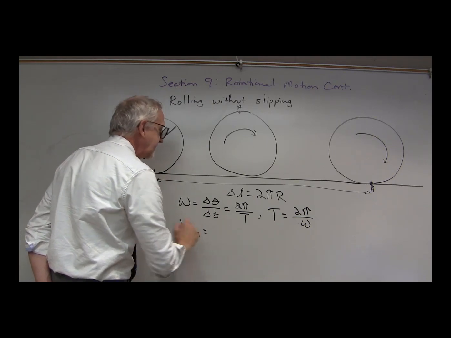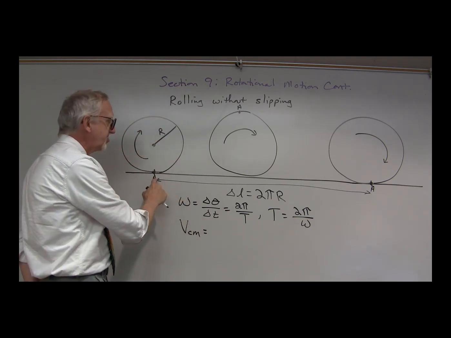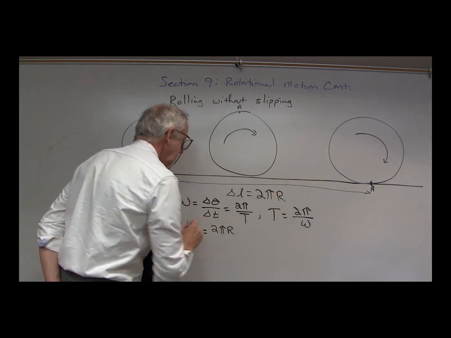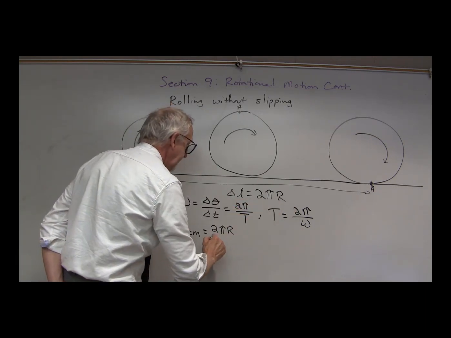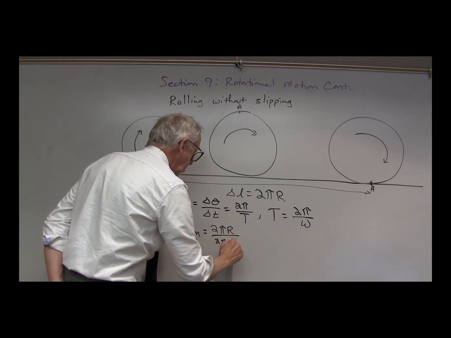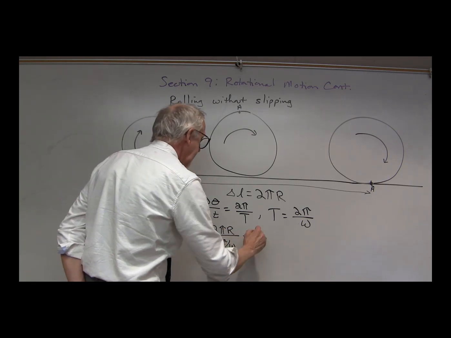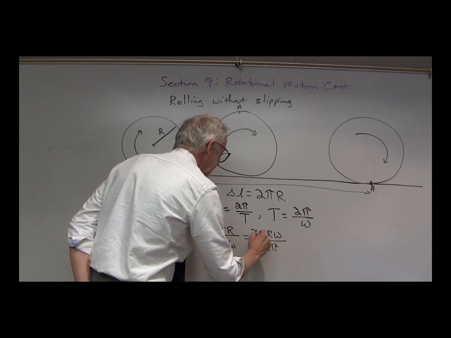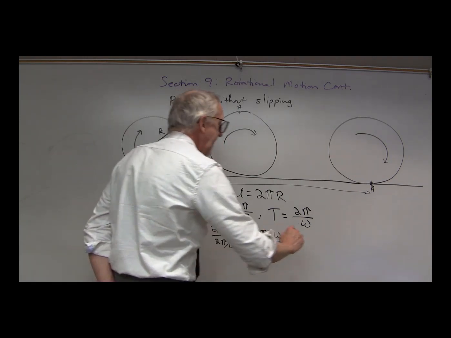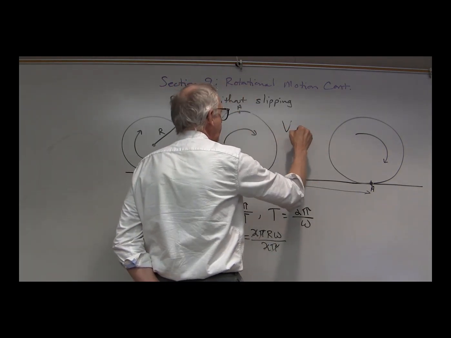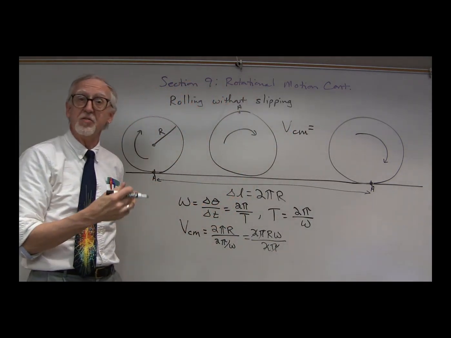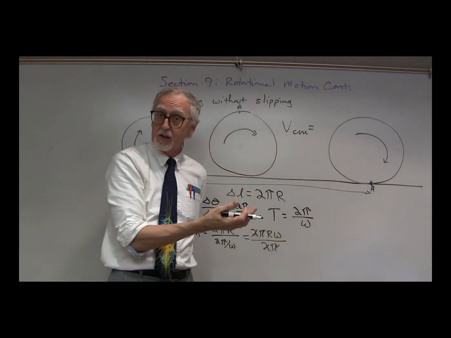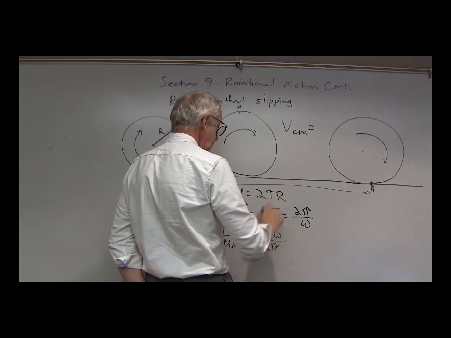Well, that's going to be the distance traveled over the time. The distance traveled from here to here is 2 pi r, and the time is 2 pi over omega. So divided by 2 pi over omega, multiplied by omega, we get 2 pi r omega over 2 pi. The 2 pi cancels, and we get V_CM, the velocity of the center of mass, in other words, the velocity of the rotational axis as it moves along, in other words, the velocity of the car, is r omega.